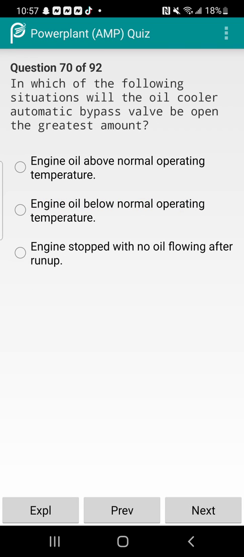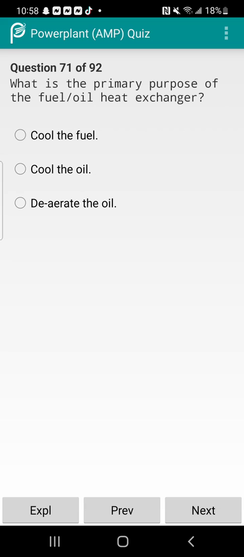In which of the following situations will the oil cooler automatic bypass valve be opened the greatest amount? Engine oil below normal operating temperature.